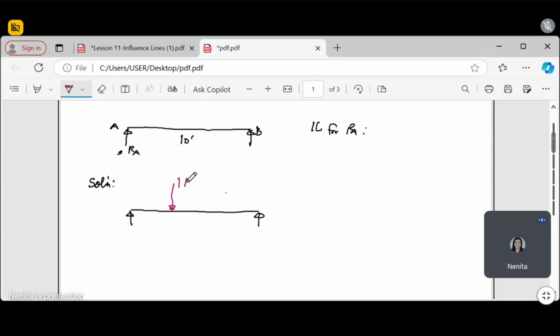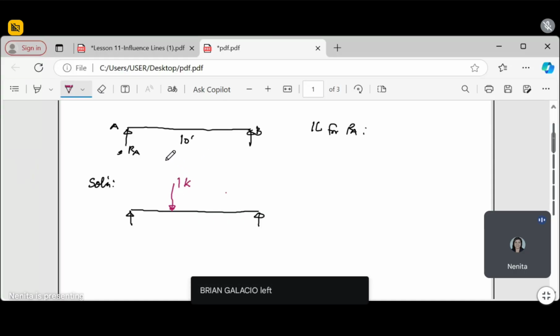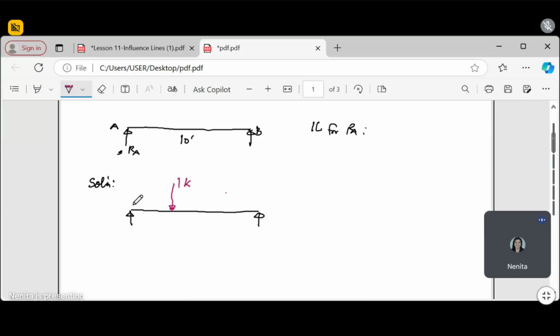Let's say gawin natin siya ng 1 kip. Naka-depende kung anong unit sa mga other given. Knowing na English man, kay 10 feet, so gawin natin yun ng 1 kip. This is 10 feet. Pero di man natin kahibaw kung asa dapit, gawin natin siya na X.